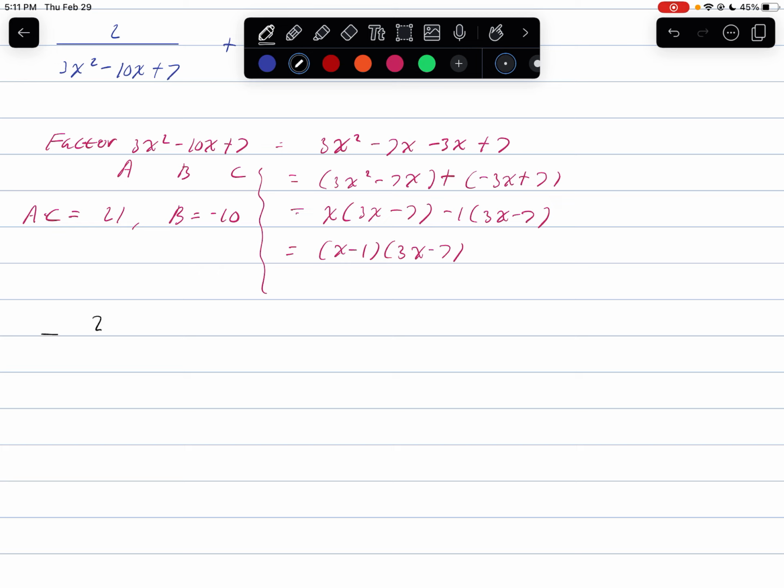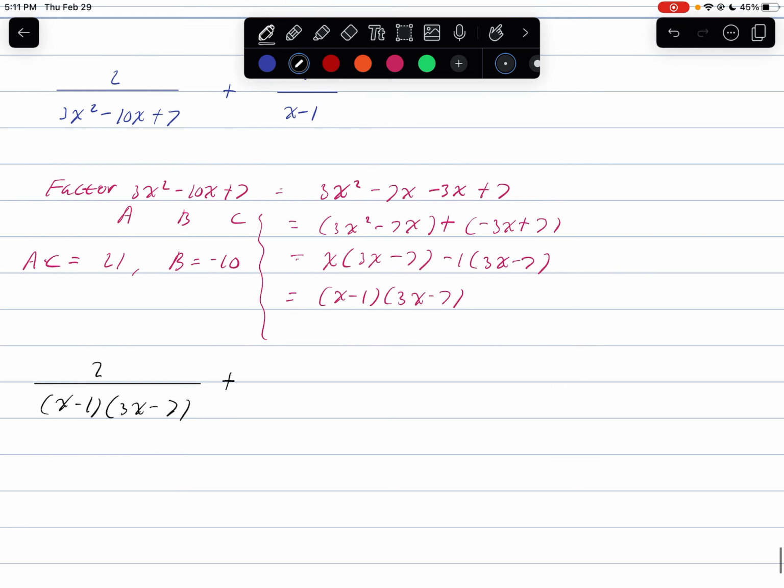So we're going to end up with 2 over 3x squared. Oh, we don't want to do that. We want to do our factored version now, right? Just kind of blindly copying this here. So we have x minus 1 times 3x minus 7 plus 1 over x minus 1.